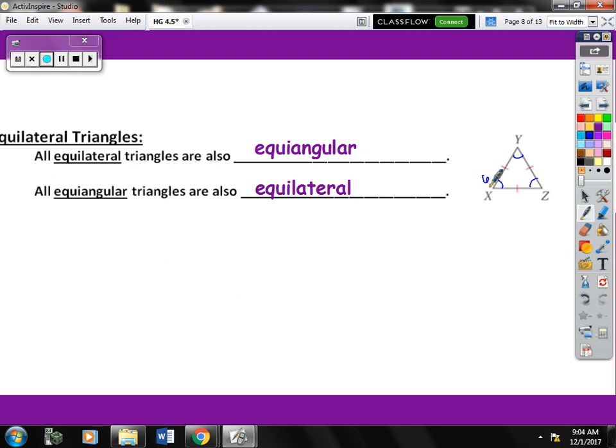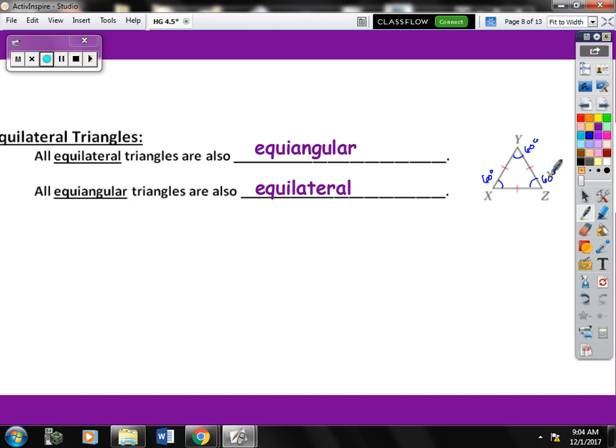Right. Good. They're always 60 degrees. So if you see an equilateral triangle, the angles will always be 60 because 180 divided by 3 congruent angles has to be 60 every single time. Triangle sum never changes. It's always 180. 180 divided by 3 is always 60.